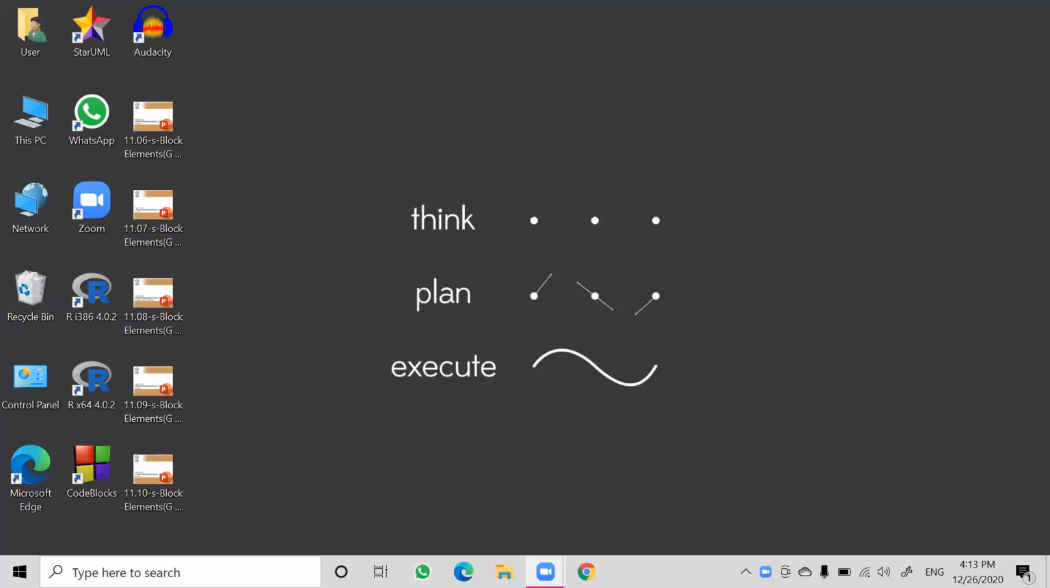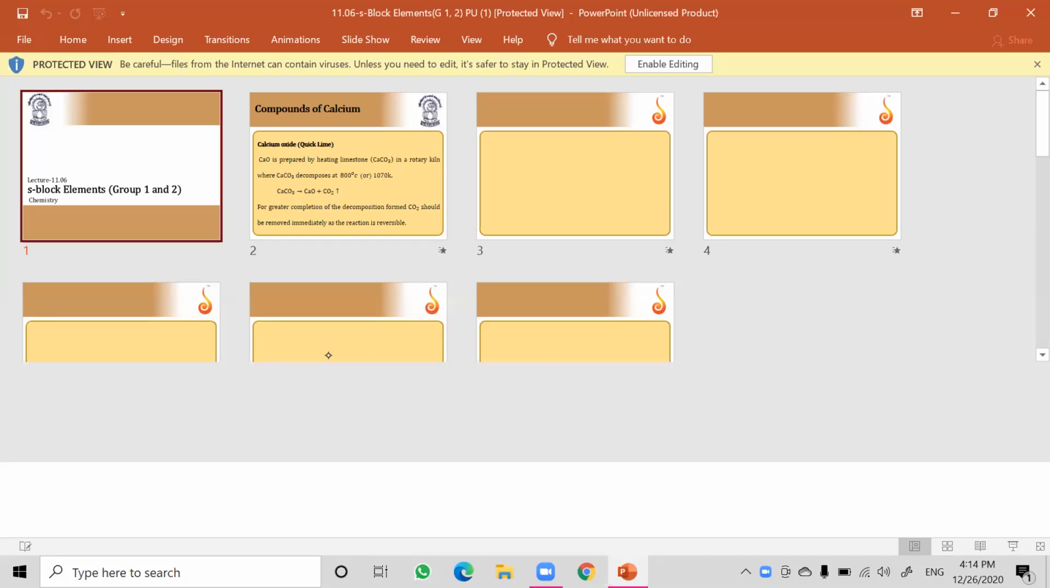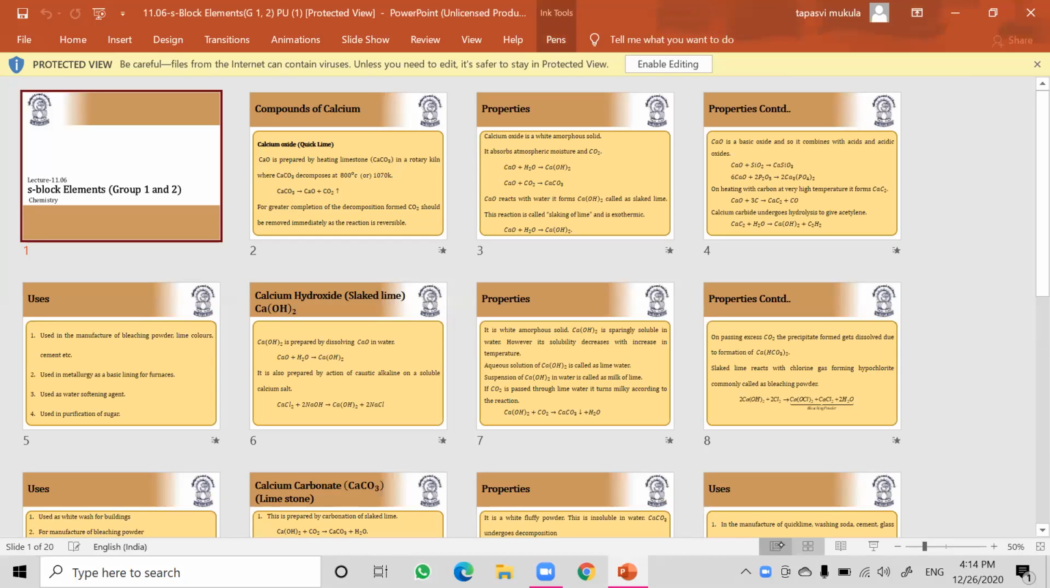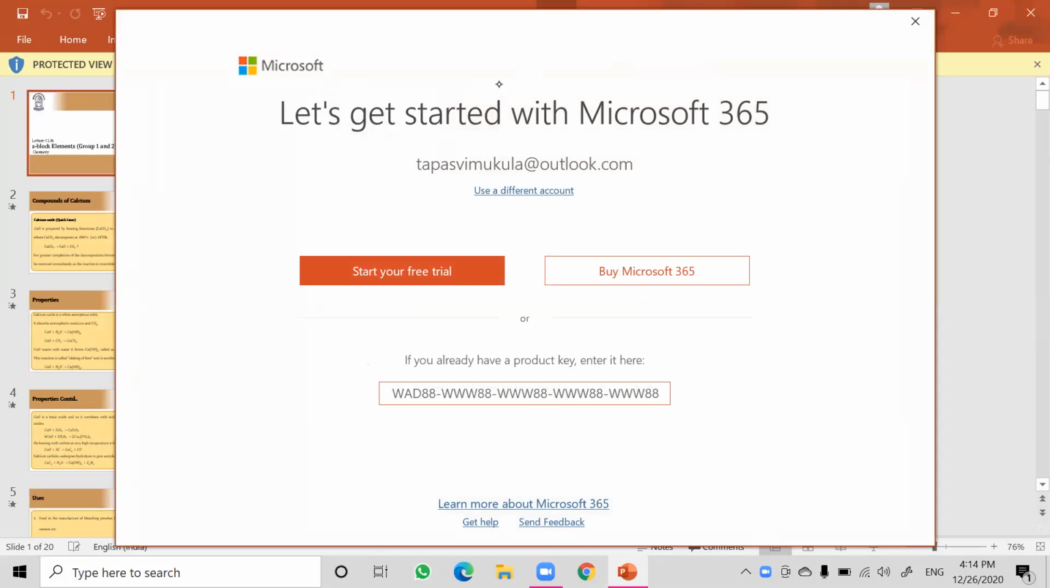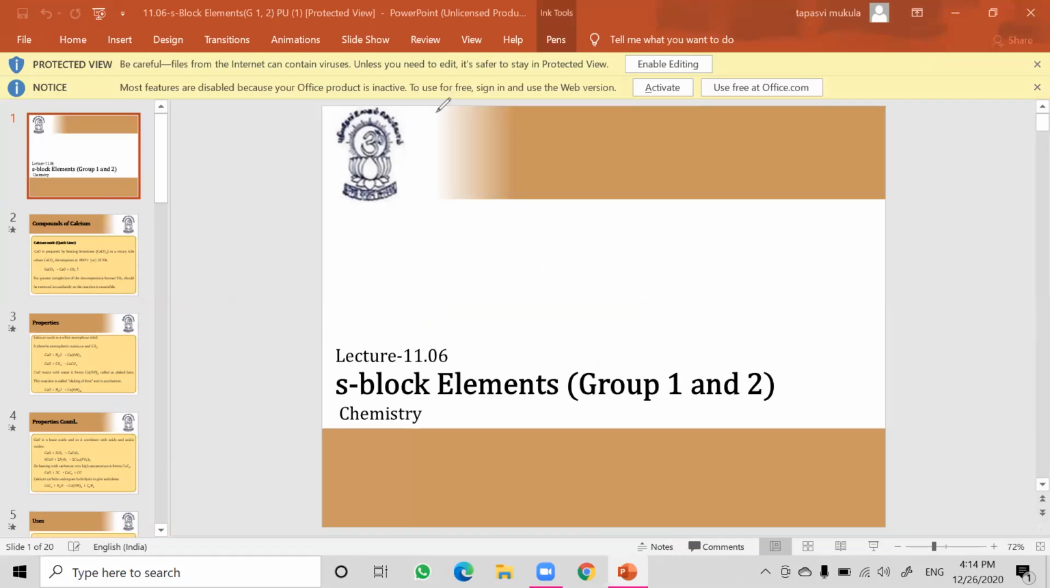We have already completed group 1 elements, that is alkali metals. Now we are going to discuss group 2 metals, that is alkaline earth metals. And in this lecture, we are going to discuss some more points regarding alkaline earth metals. So please listen carefully, and afterwards we'll have a question session. So let us start now.